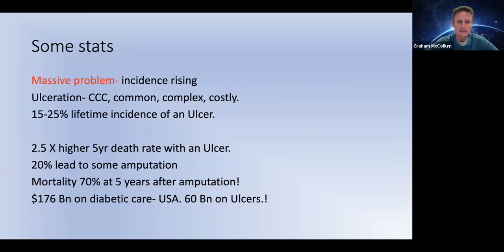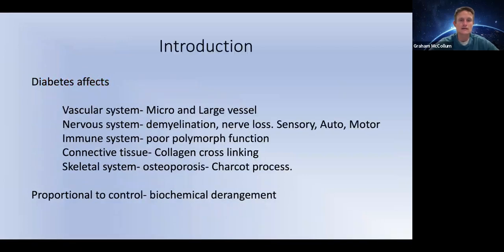This is a massive problem. It's a huge, huge cost to most developed countries and developing countries. There's a 25% lifetime risk of a diabetic ulcer in any diabetic, and your chance of death at 5 years after an ulcer is 2.5 times higher if you develop an ulcer. And 20% lead to an amputation. So it's a big problem once you get a diabetic ulcer. And as you can see, big cost to the American fiscus there.